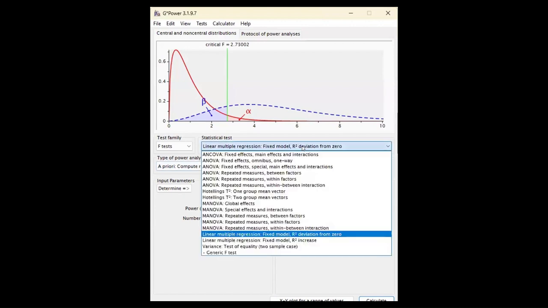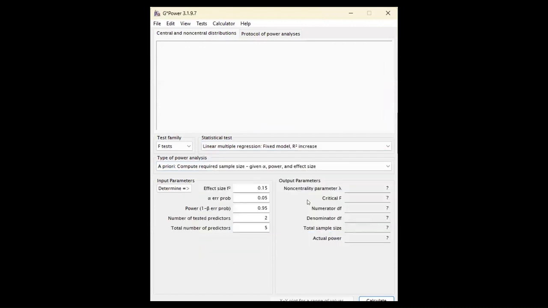If you want to have covariates or be a little more conservative, you can choose this one. Even if you don't have covariates, this one is also commonly used for mediation analysis, where instead of deviation from zero you consider the increase. They are both common approaches, and there is not a lot of difference in the outcomes. So let's now try with this one.